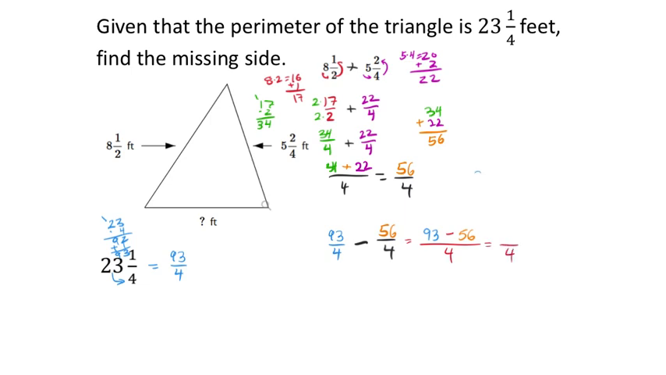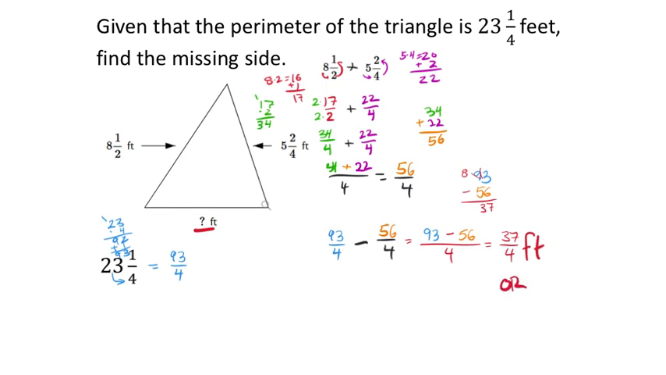So 93 minus 56. Make that a 13 minus 6, 7. 8 minus 5 is 3. 37 fourths. Okay, so that is the length of our missing side. We're going to label that in feet. Okay, and that's our improper fraction.